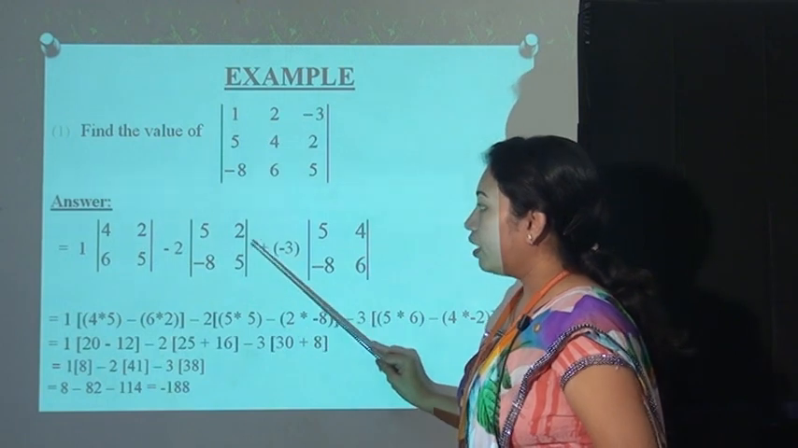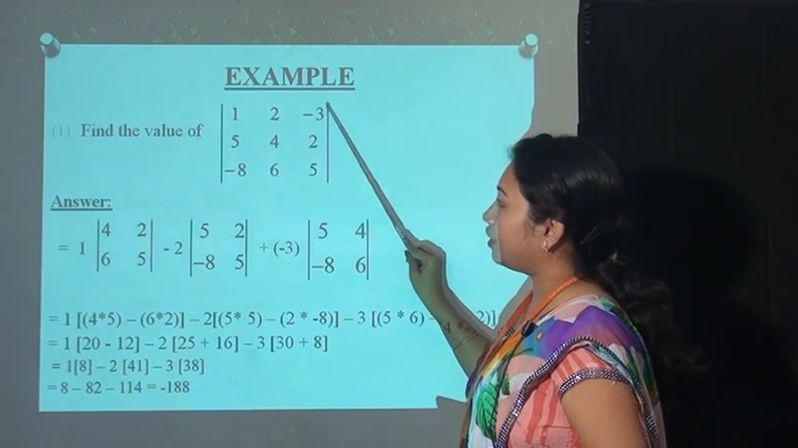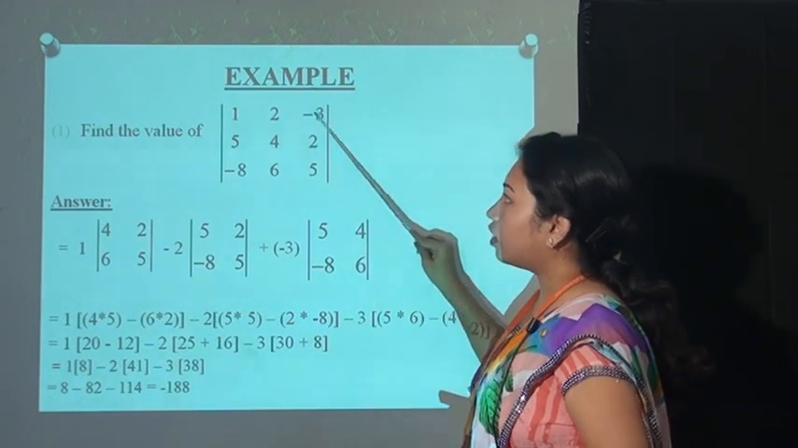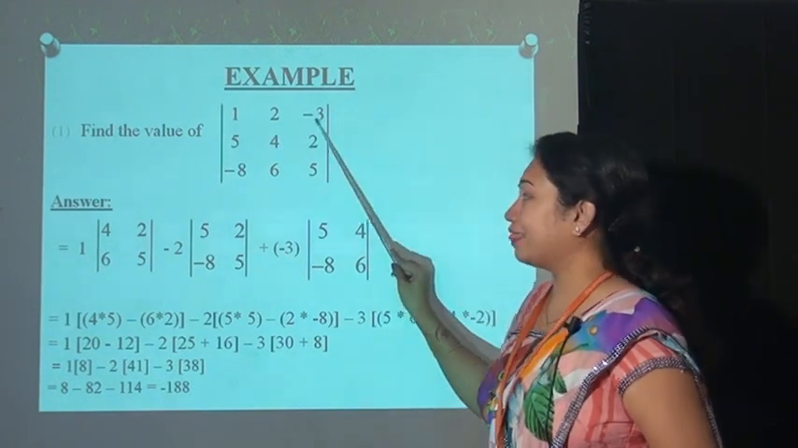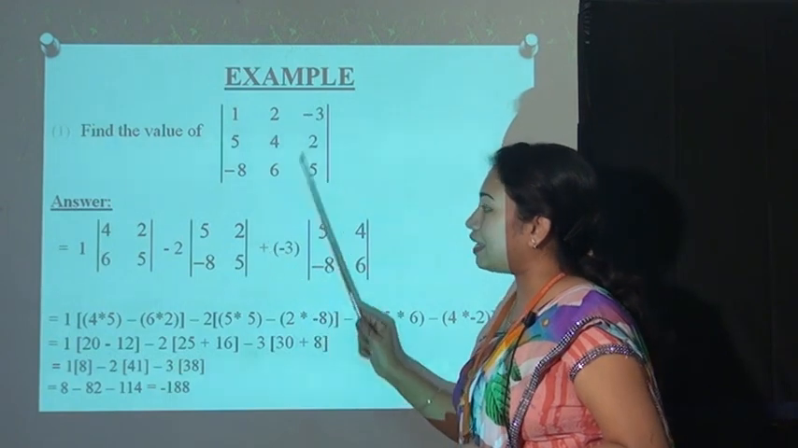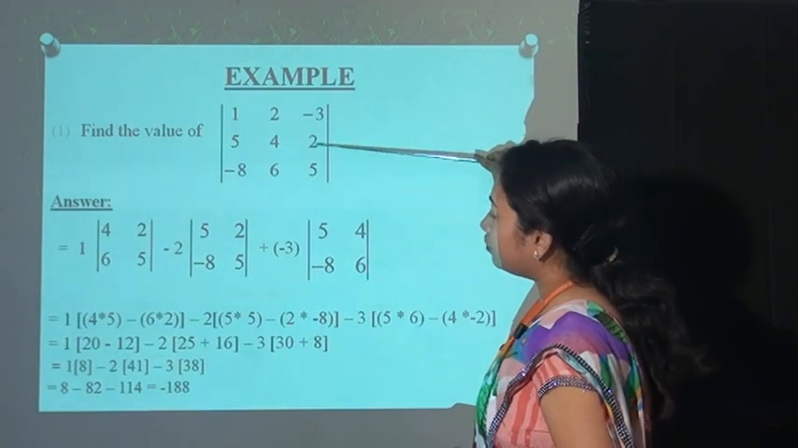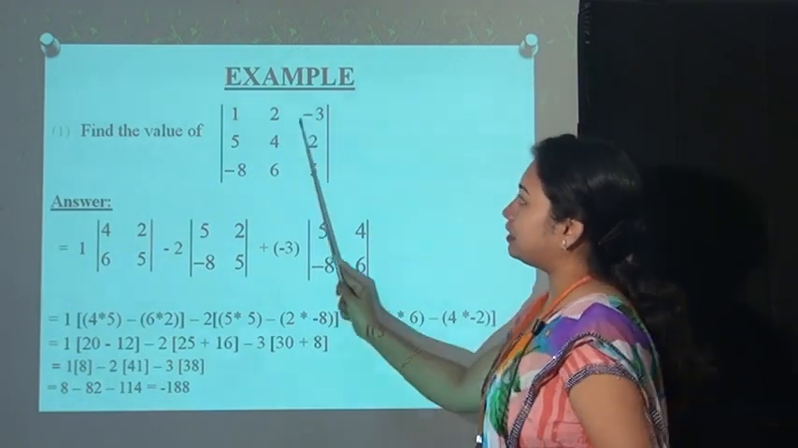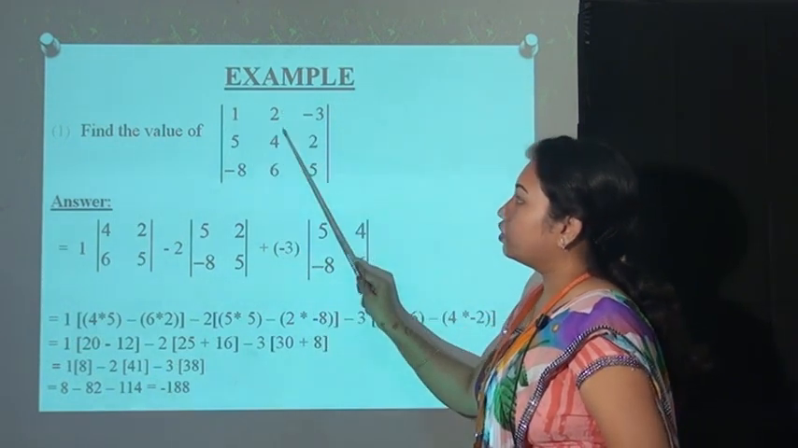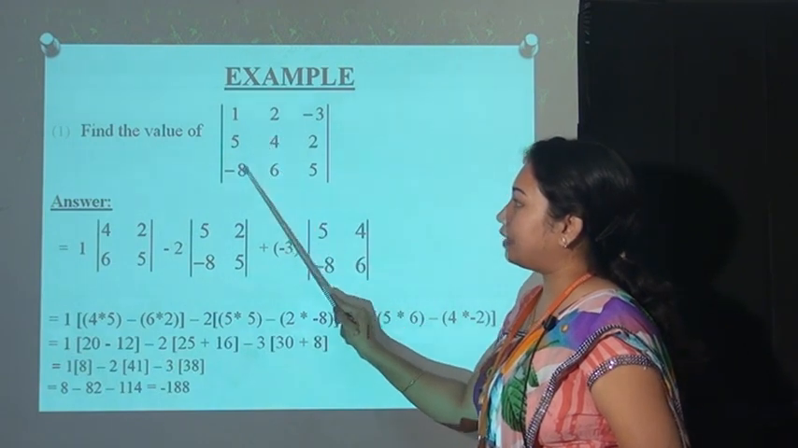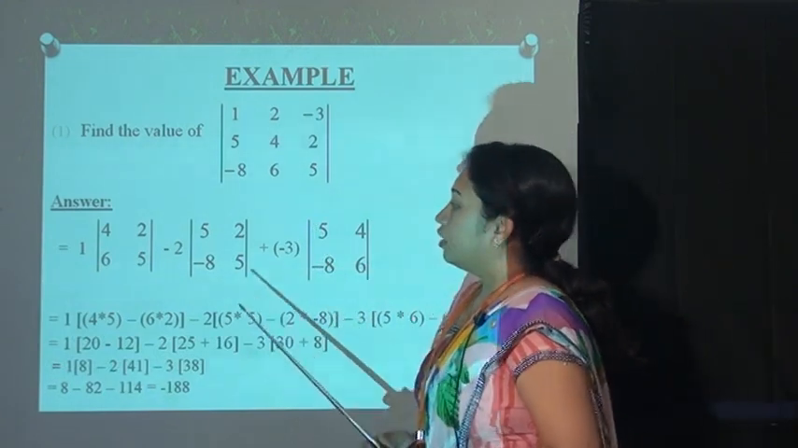You can see here plus. Why do we put plus? Because the third element is minus 3, and it is in the first row, third column. So 1 plus 3 is equal to 4. 4 is an even number, that's why the sign of this element is plus. So plus of minus 3. Similarly, cancel out the rest of the elements of the same column and row, that means cancel 2, 5 and 1, 2. So the determinant of the elements is 5, 4, minus 8 and 6. Now solve these 3 determinants.